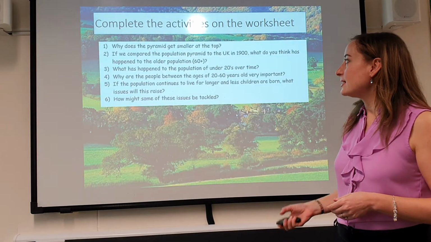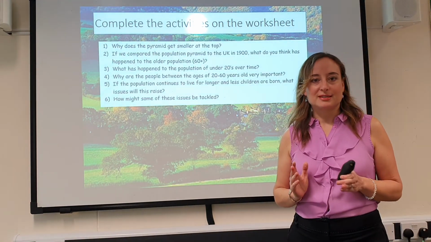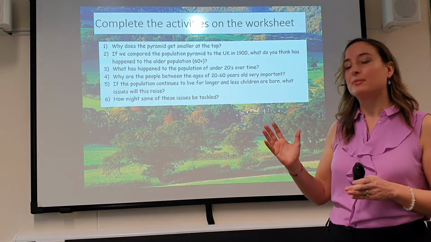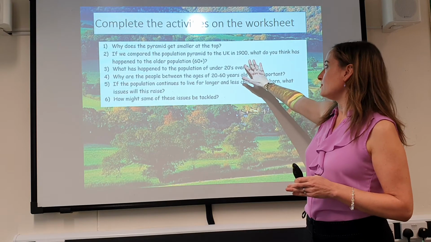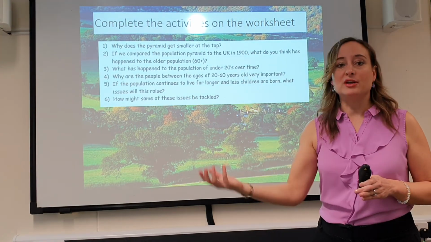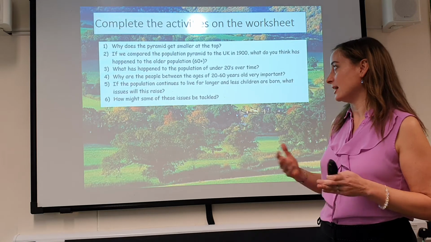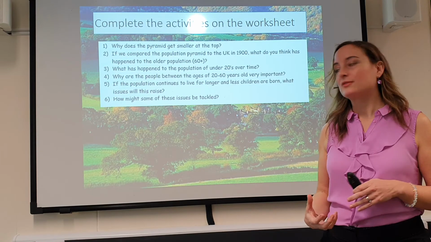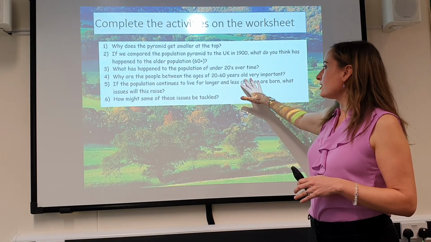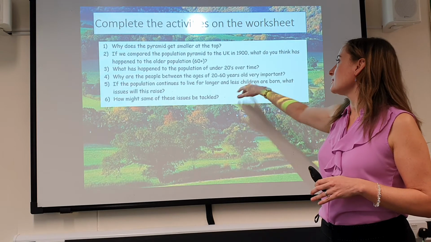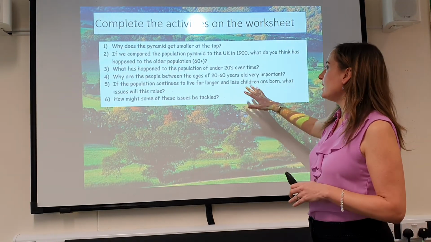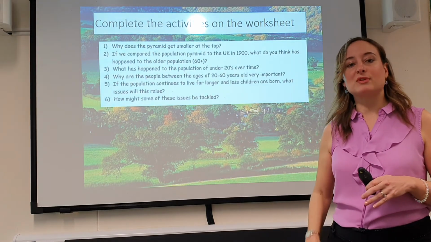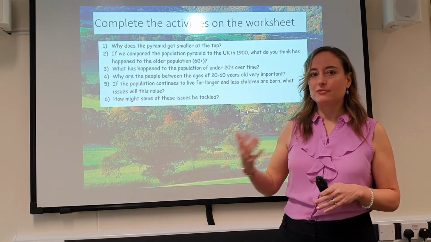When you've done that, I would like you to answer these questions in full sentences. So for example, why does the pyramid get smaller at the top for the UK pyramid? If we compare the population pyramid to the UK in 1900, what do you think has changed to the older population? What do you think's happened to the population of the under 20s over time in the UK? Why are the people between the ages of 20 to 60 years old really important? If the population continues to live for longer and less children are born, what issues will this raise in the long term? So what's going to happen in the future in this pyramid?